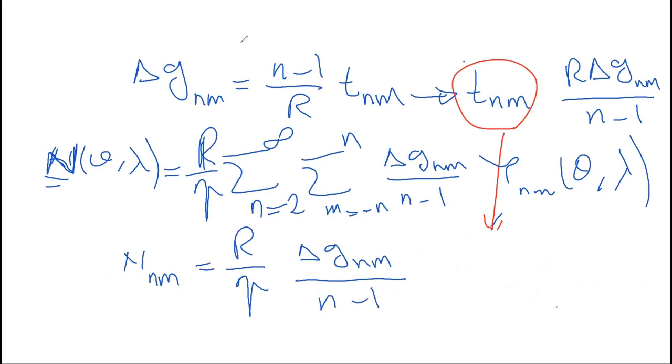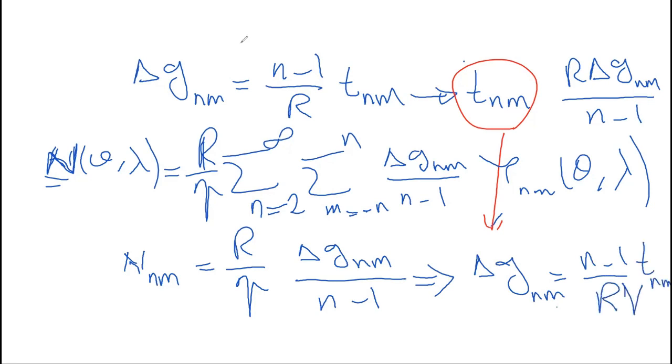So based on this formula, if you decide to determine N, you come to Stokes' formula. And if you decide to determine gravity anomaly, you come to another formula. Look, if you want to determine delta g, this time it will be (n minus 1) times gamma over r times N_nm, since T_nm over gamma is already N_nm. So then we have all that we want.